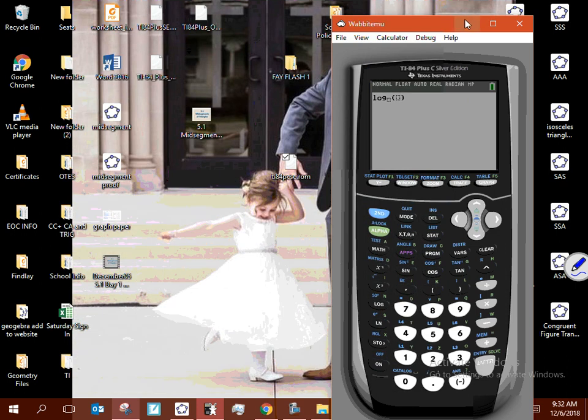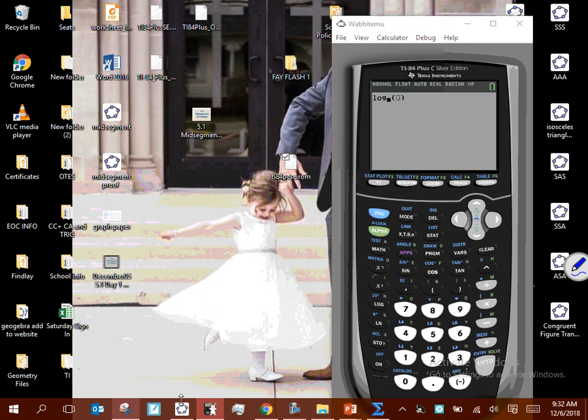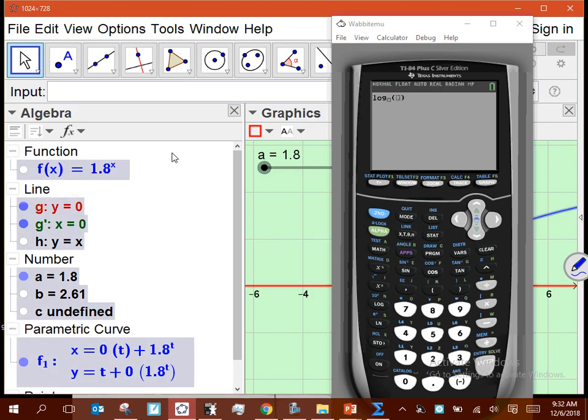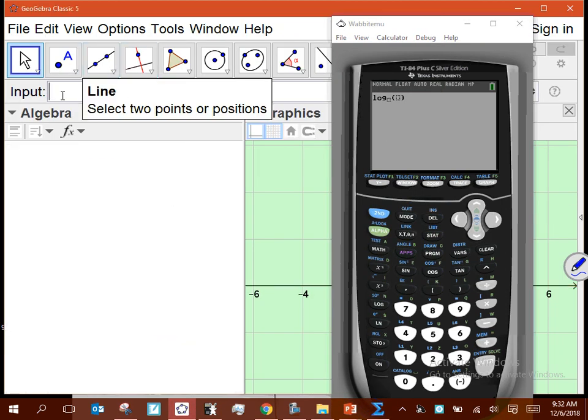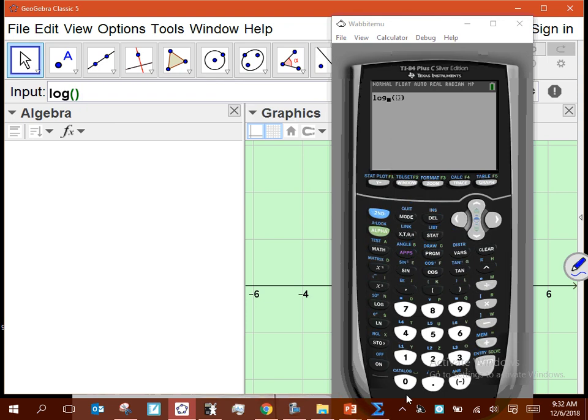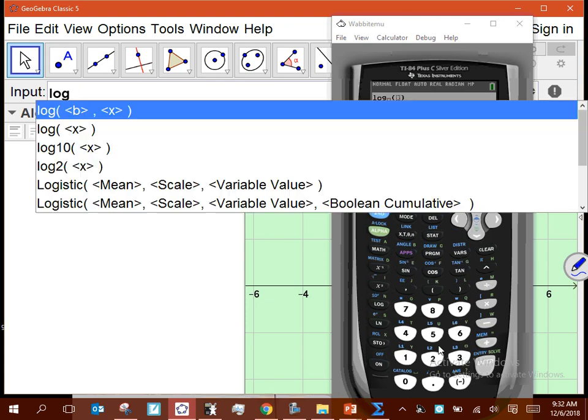Other than that, if you know your calculator is just a little bit more basic than these two, then you're probably only going to have the common log. All right, and that's not going to address things maybe the way you need them to if you're going to use your technology. The thing with GeoGebra, obviously, if I type in log, you saw there, when I hit log, it will tell me these are the things that I need to type in. Okay? So this one allows me to change the base, and it allows me to change the argument.